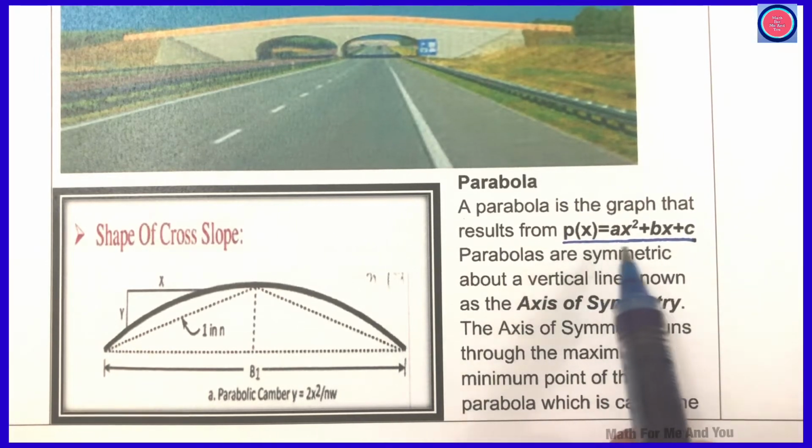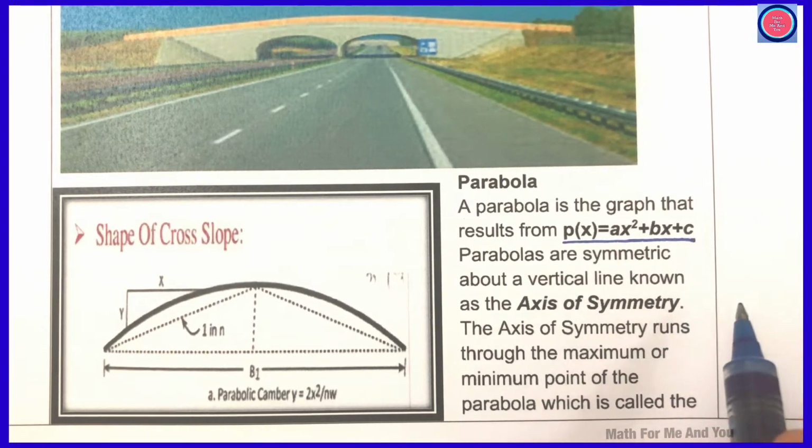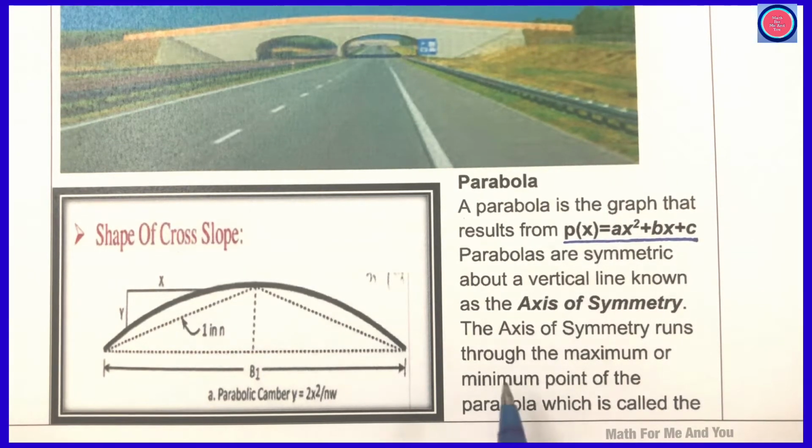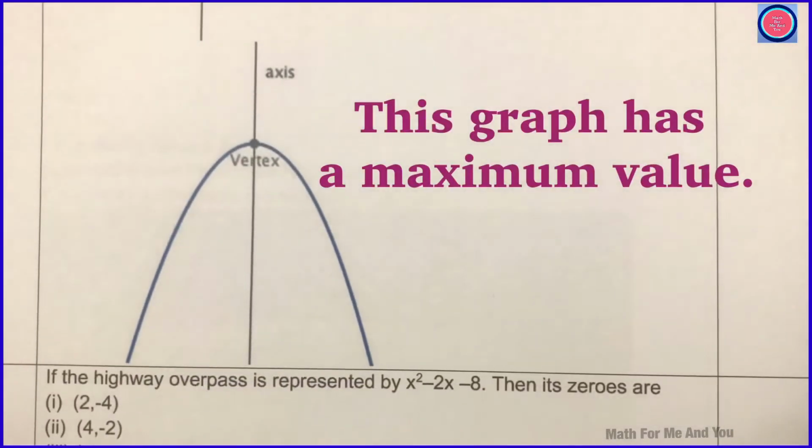See, this is a polynomial with degree 2. We know its name, quadratic polynomial. And the graph is a parabola. The graph is symmetric about the y-axis and it has either a maximum value or a minimum value called the vertex. You can see in the next page, this is a parabola in the upward direction and this is in the downward direction.